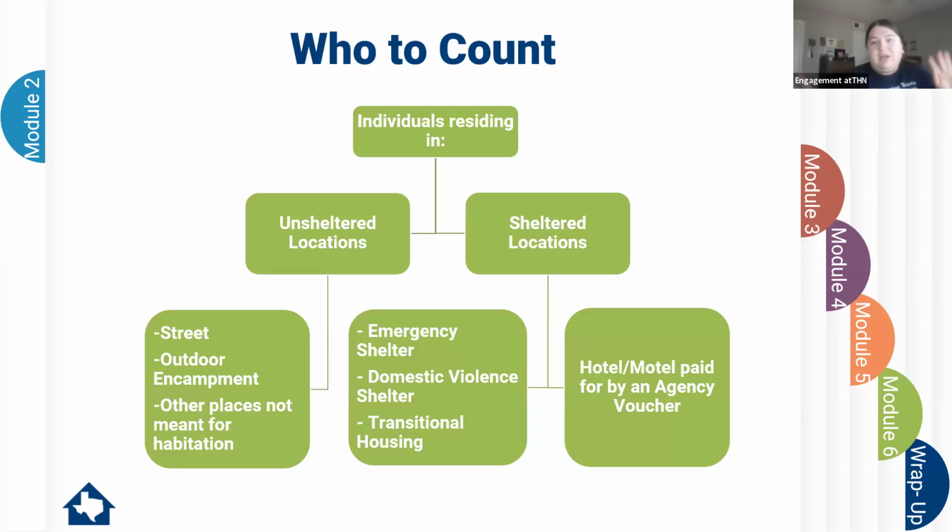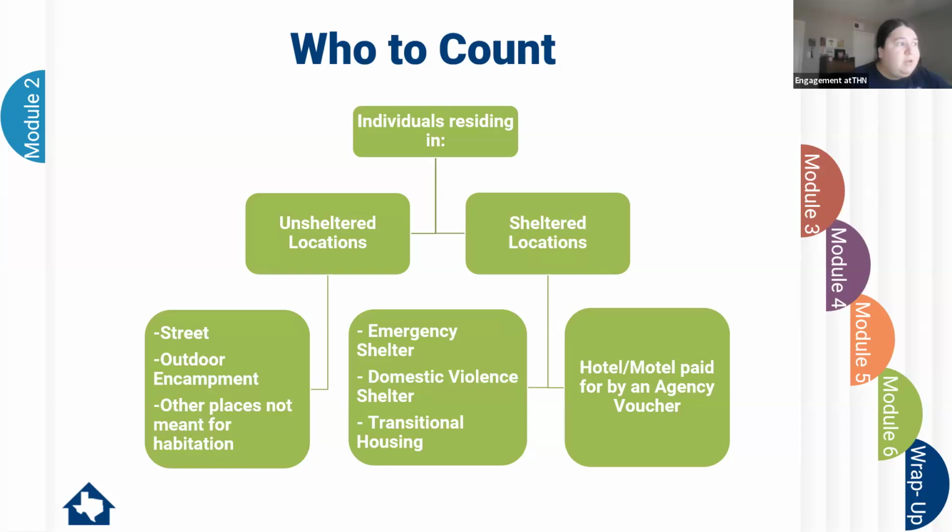So let's talk a little bit about who we do count in the PIT count. So the count is essentially broken down into two pieces. We have the unsheltered count and the sheltered count. The unsheltered count, which is often referred to as the street count, that's mainly because we're counting people on the streets, in outdoor encampments, and other places not meant for human habitation. I'm going to go into a little bit more detail about some of those potential locations a little bit later. And then we do the other half, which I mentioned already, is the sheltered count.